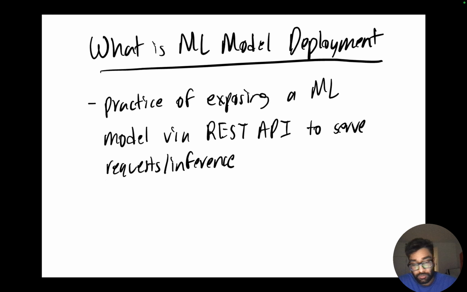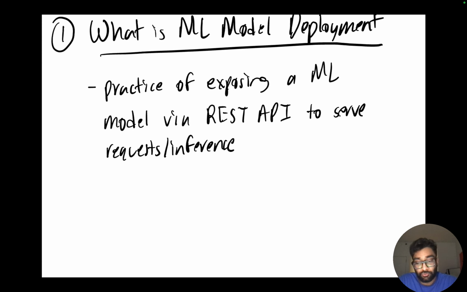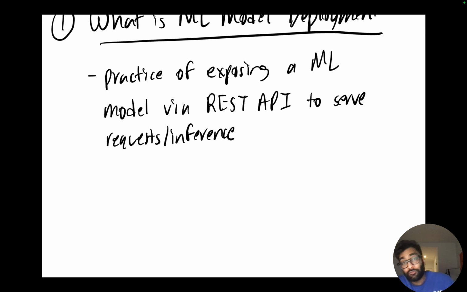So the first question I wanted to tackle, and I've given a bit of an overview here, is what is ML model deployment, for those of you that are not familiar? It's essentially the practice of exposing an ML model via REST API. Once you've trained your model, that trained model has a set of artifacts, or its updated weights post-training, reflecting what it's learned, what its model weights look like after the training loop. Those model weights we need to be able to expose via REST API to actually serve requests, or inference.